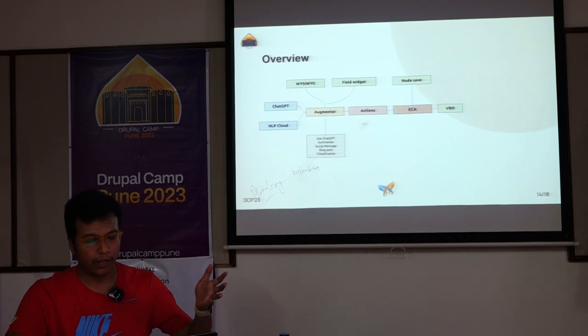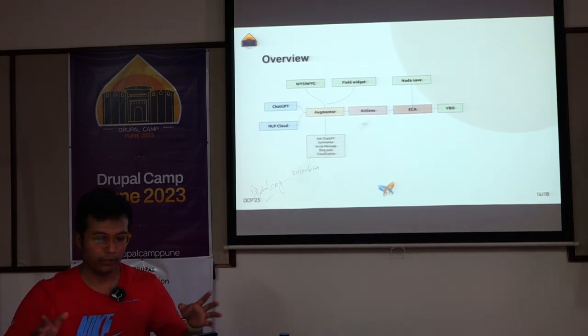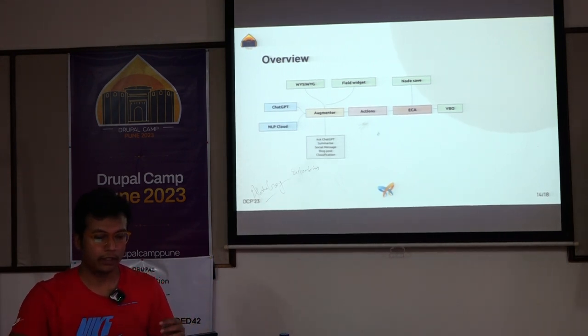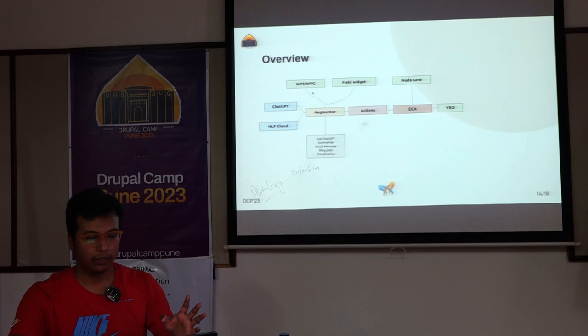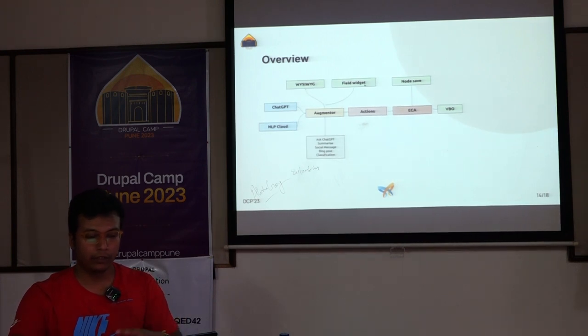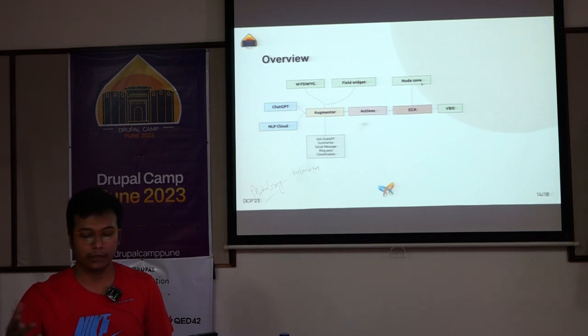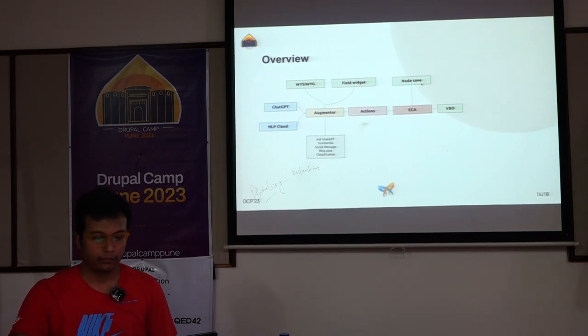It's an overview of how Drupal is working with all these various things. Firstly, there is ChatGPT and NLP Cloud, which are external things. Then we have the visibility editor, field widget. And these are the things where we can integrate this AI concept in Drupal. And of course, the actions and everything, they're much more detailed in some way.